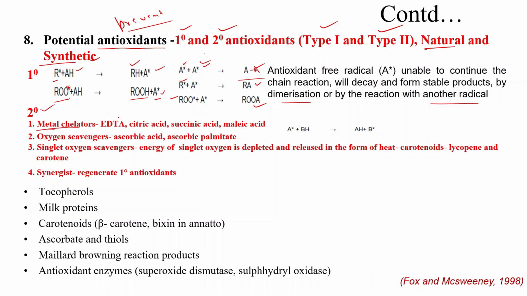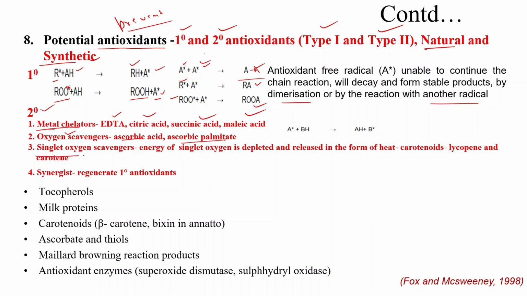Thereby reducing the autoxidation. Metal chelator examples are EDTA, citric acid, succinic acid, malic acid. These are metal chelators. Then oxygen scavengers are there. They can be ascorbic acid or ascorbyl palmitate. The oxygen scavenger means they are binding the oxygen towards themselves. Obviously, if oxygen is not available, then oxidation won't happen.